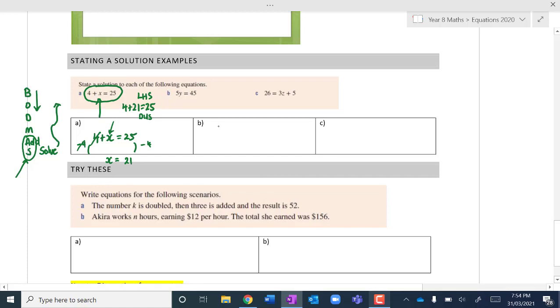And likewise, let's have a look over here. What times 5 is 45? You probably guessed it, hopefully. We know that 5 nines are 45.